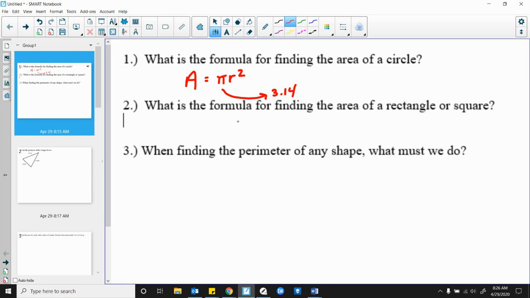What is the formula for finding the area of a rectangle or square? You could write two different things here. You could write length times width, or for a square, technically, if it's two of the same sides, you could do one side squared, but length times width is your best bet there. So that's what I'm going to write down. And then when finding the perimeter of any shape, what must we do? We have to add all side lengths. Okay. Good stuff. All right. Moving on.